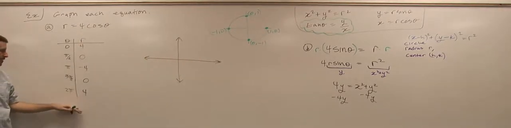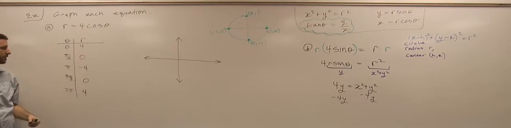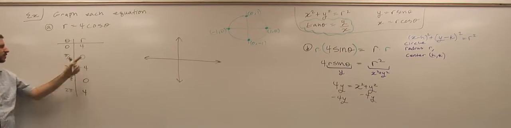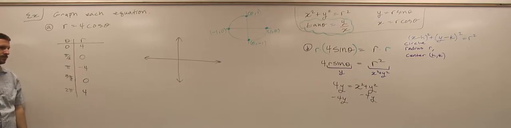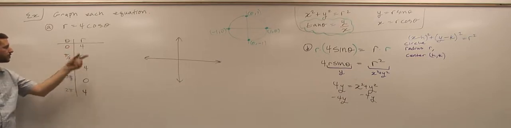Why don't I have to go past 2 pi? It's going to start to repeat, right? I mean, it's periodic. Cosine starts to repeat after 2 pi. So what happens here? Where am I going to plot 0, 4? How does this work?